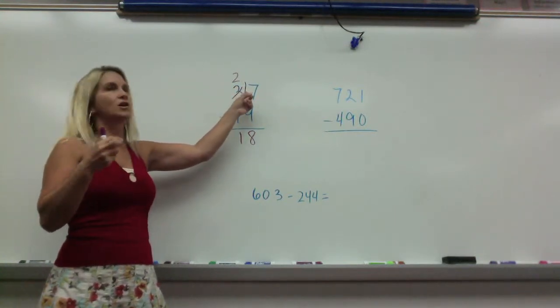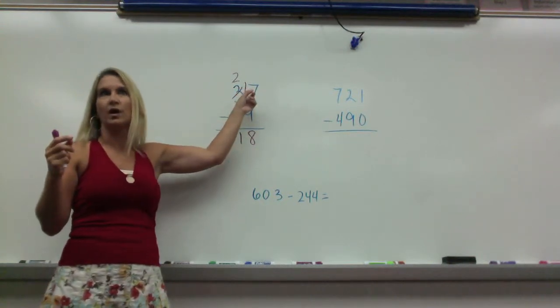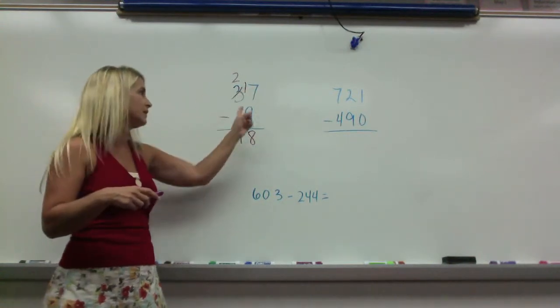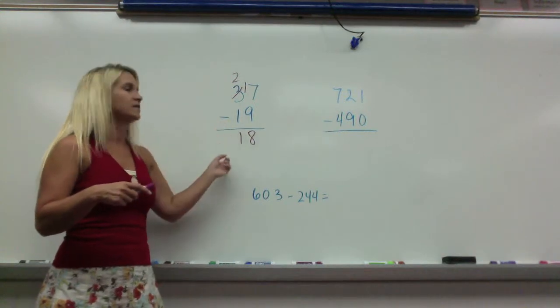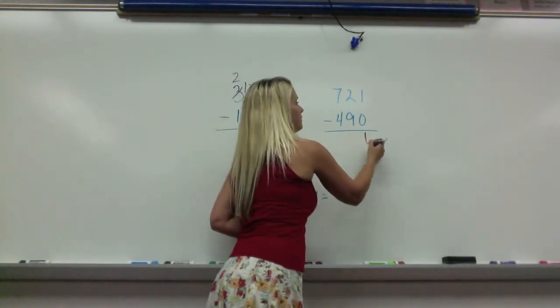And she took one of those longs and split it into 10 ones, which made this now 17, because it's 10 plus the 7, which is 17. Minus 9 is 8, and then 2 minus 1 is 1. 1 minus 0 equals 1.